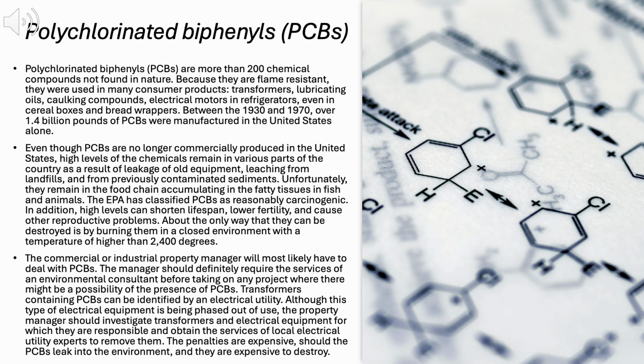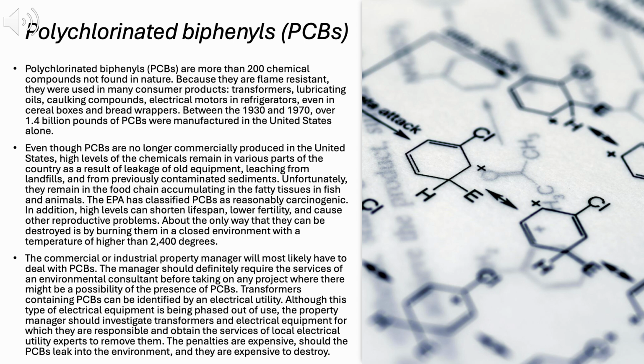Polychlorinated biphenyls, PCBs, are more than 200 chemical compounds not found in nature. Because they are flame resistant, they were used in many consumer products, transformers, lubricating oils, caulking compounds, electrical motors in refrigerators, even in cereal boxes and bread wrappers. Between the 1930s and 1970s, over 1.4 billion pounds of PCBs were manufactured in the United States alone.